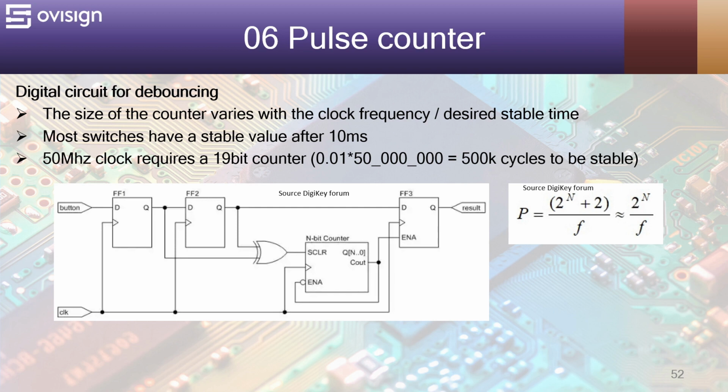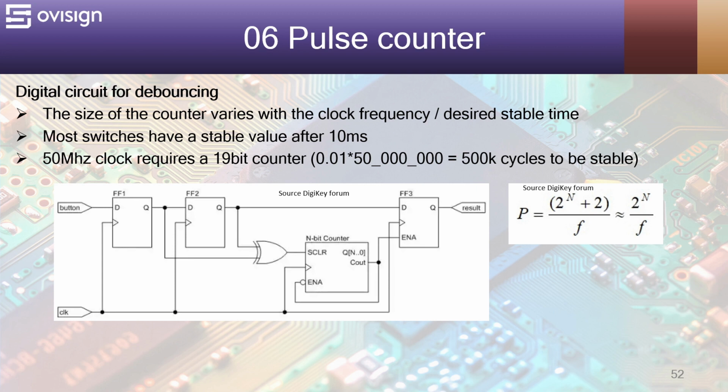It uses 3 flip-flops, 1 XOR gate, and a parameterizable n-bit counter. The first two flip-flops are used to fix metastability issues, and the XOR gate will have a value of 1 when the values of the two flip-flops differ. This happens when you have a transition on the value coming from the button. This will clear the counter and it will start again counting from 0 until the end of the stable period. The output of the circuit is updated with the value coming from the button after the stable time finishes.